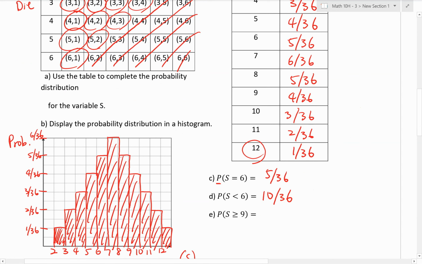Finally, what's the probability that the sum is greater than or equal to 9? So then we take 9 and add the probability that the sum is 10, 11, 12. So that's 4, 3, 2, 1. Again, that is 10 out of 36.